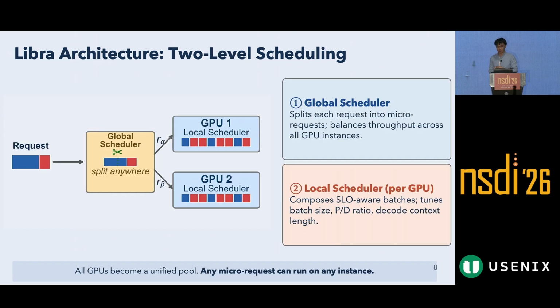Here is the high-level architecture, with a global scheduler. We have a global scheduler at the top, sitting in front of the GPU pool. For every incoming request, it consults a lightweight performance predictor, picks a split point, and sends the resulting micro requests to GPU instances. Below it, every GPU runs an identical local scheduler. The local scheduler composes SLO-aware batches from the micro requests it receives. There's no prefill GPU and decode GPU distinction in our design.